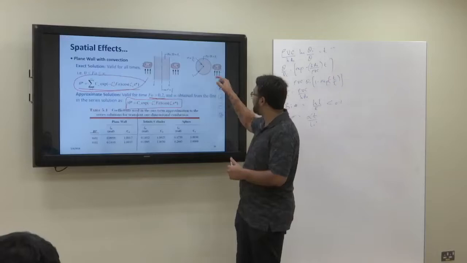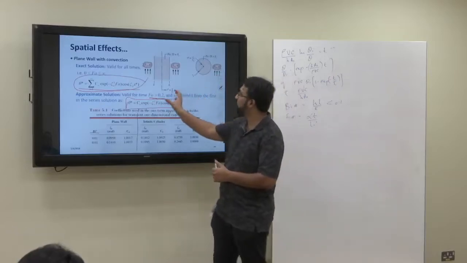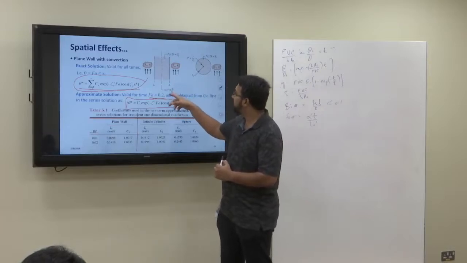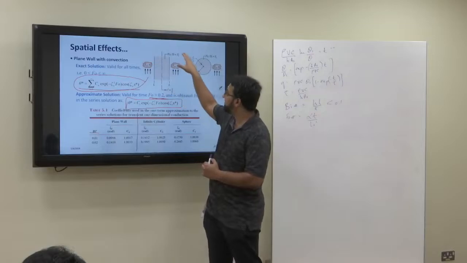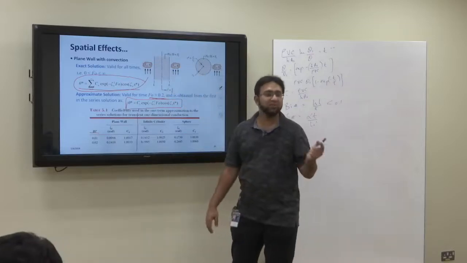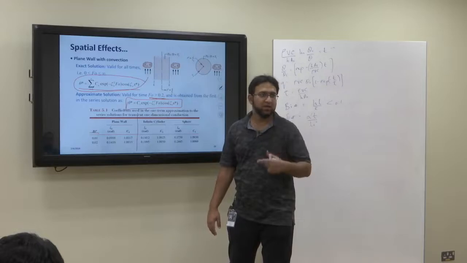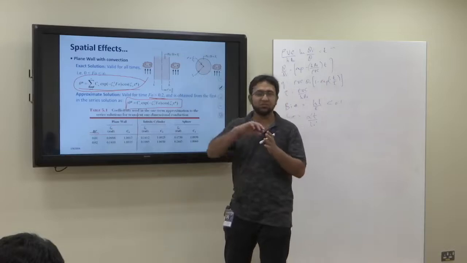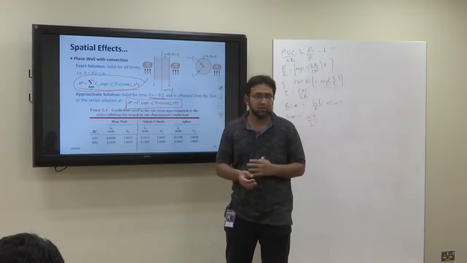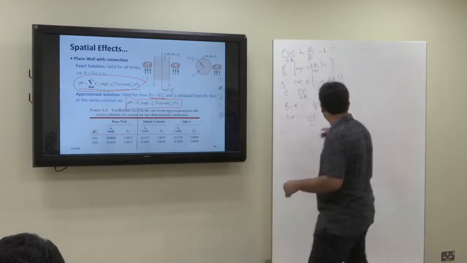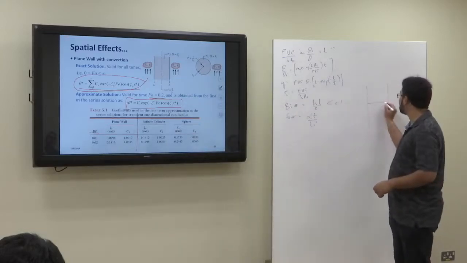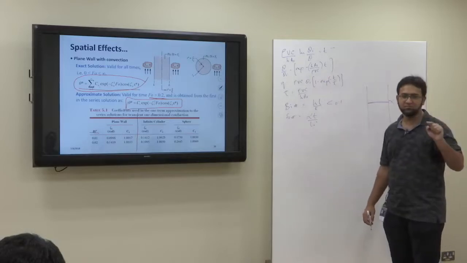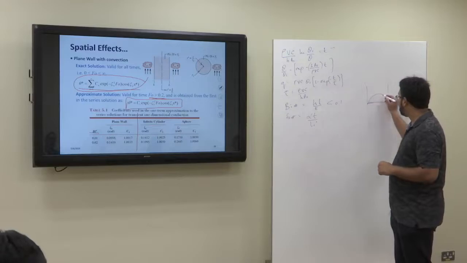So what do we have in this case? We are supposing that we have a plane wall, and in the plane wall we have a hot fluid on one side and a cold fluid on the other side. We have spatial effects in this wall. This means that there is a temperature gradient within the wall, so temperature is not constant. This is not the case now. Previously it was like this, temperature was the same. Now we have a temperature gradient.